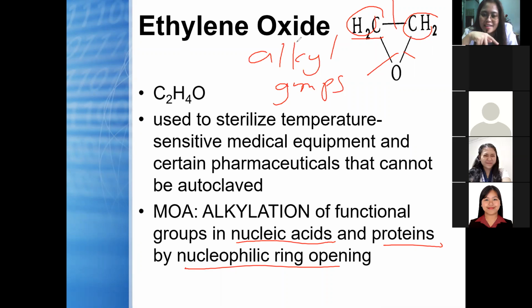The target is either the nucleic acids. When you say nucleic acid, it's the RNA or DNA of the bacteria. And then proteins also of the bacteria will be alkylated, resulting in the inhibition of growth and multiplication, and at the same time, death of the bacteria. Questions about the effect of ethylene oxide? It's called nucleophilic ring opening because it's a ring that opens. Okay?